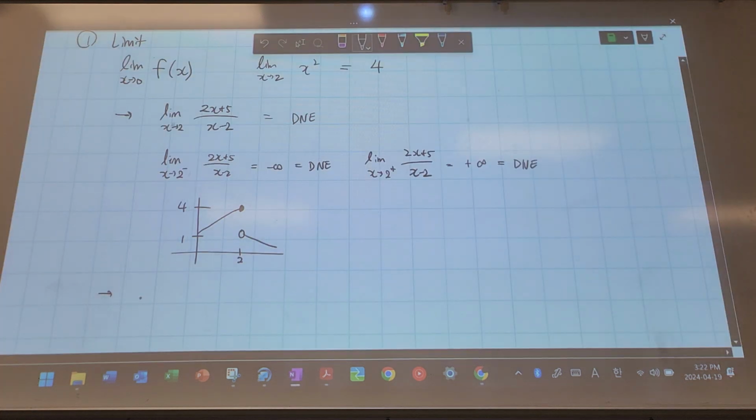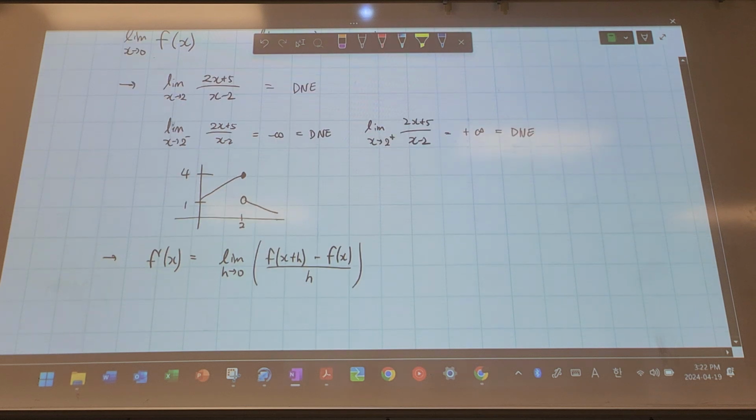So we have f prime of x is defined as the limit as h goes to 0 of f of x plus h minus f of x divided by h. So this is the first principle. If you ever want to find the derivative of a function step-by-step, the fundamental guideline, then you follow the first principles.